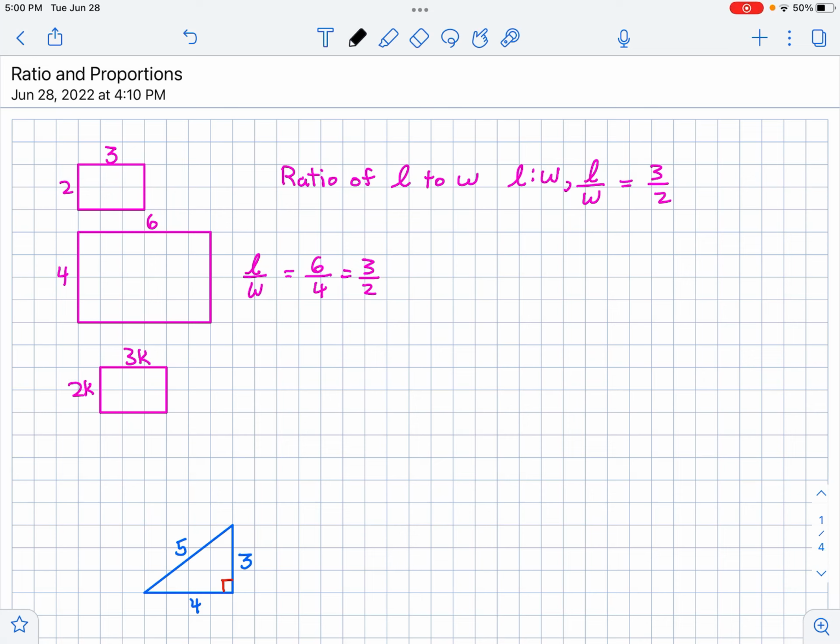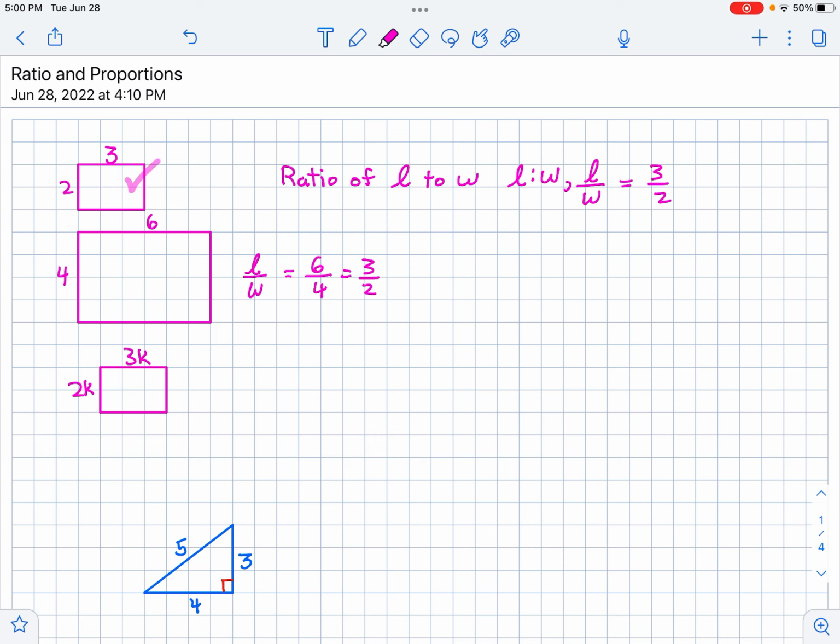We're getting ready to begin a study into similarity. And similarity uses ratios and proportions a lot. So, this first section, we need to just talk about, well, what do we mean by ratio? What do we mean by proportion? And I want to illustrate it here by this little rectangle that I have right here.